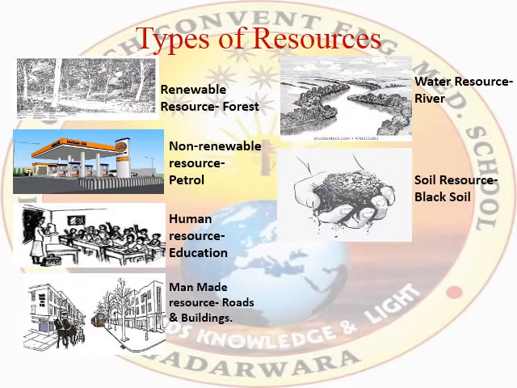Look at these pictures. They are the pictures of all types of resources. So, resources which are reproducible after use or can be used again like forest, agricultural land, etc. These are called renewable resources. And those resources which once exploited cannot be reproduced in the near future are called non-renewable resources like petroleum, coal, etc. Human resource means the number and quality of human beings.